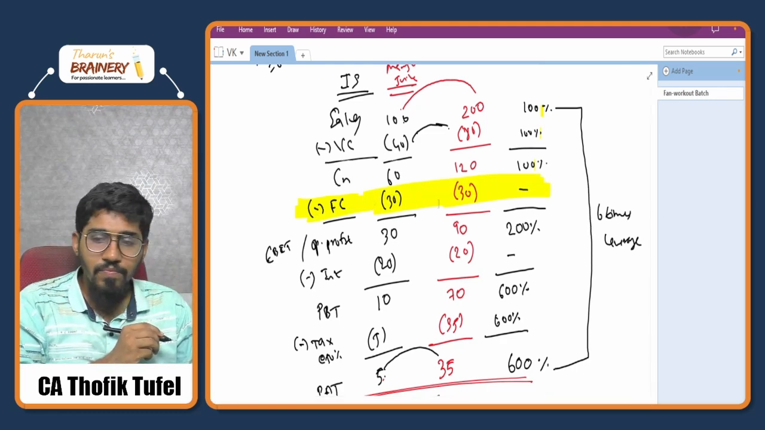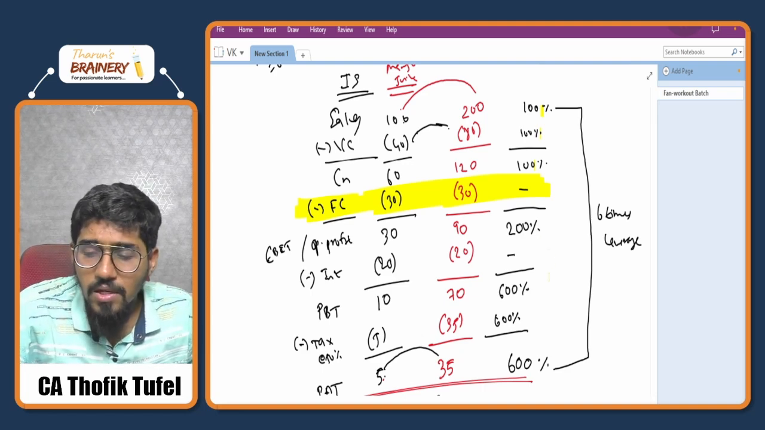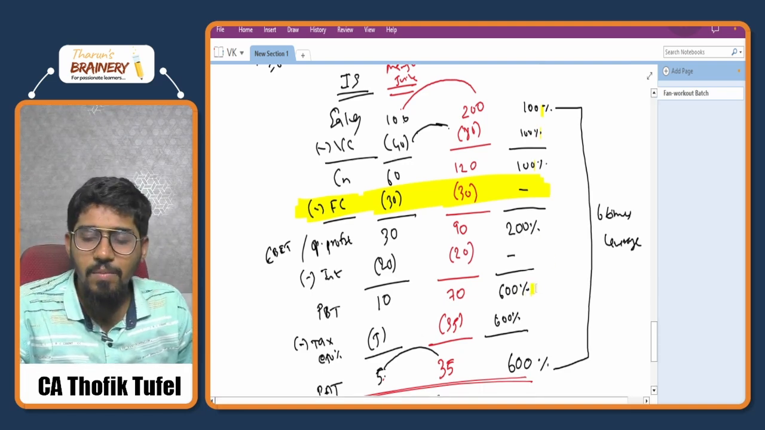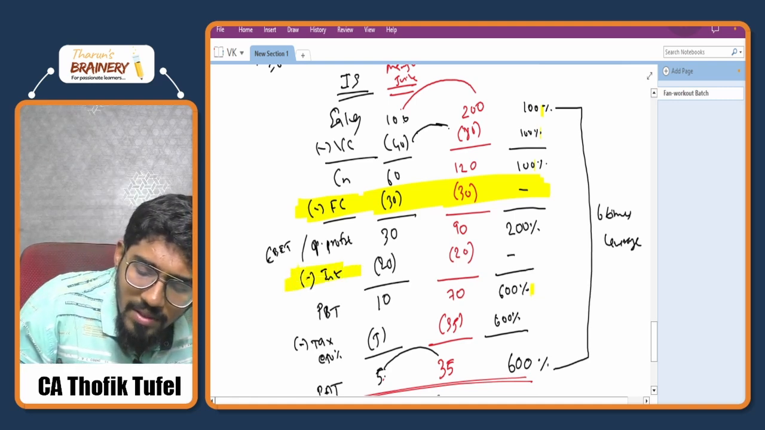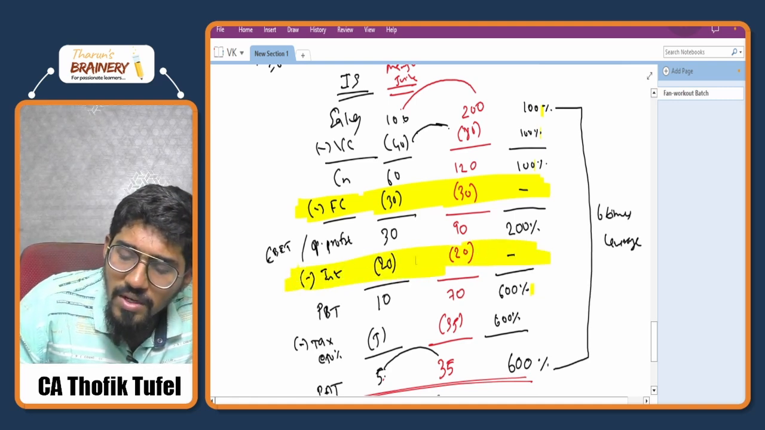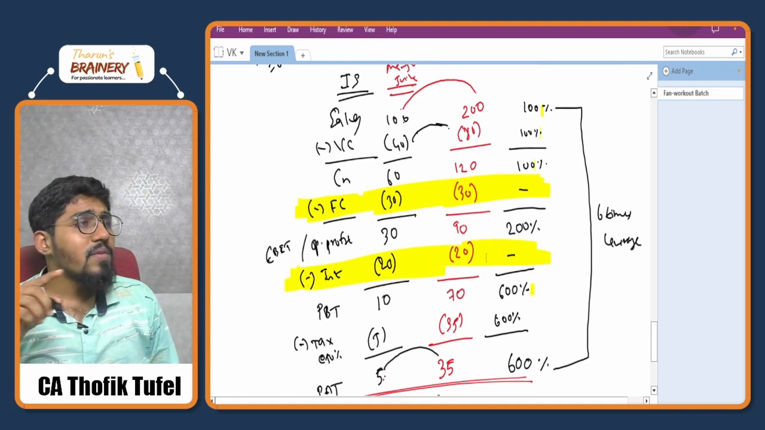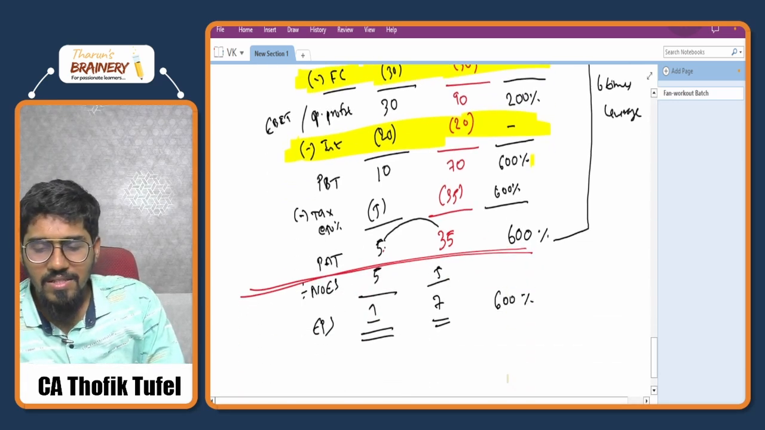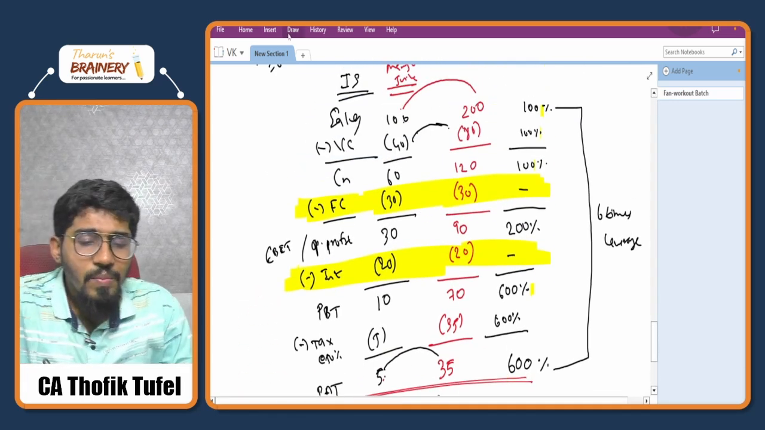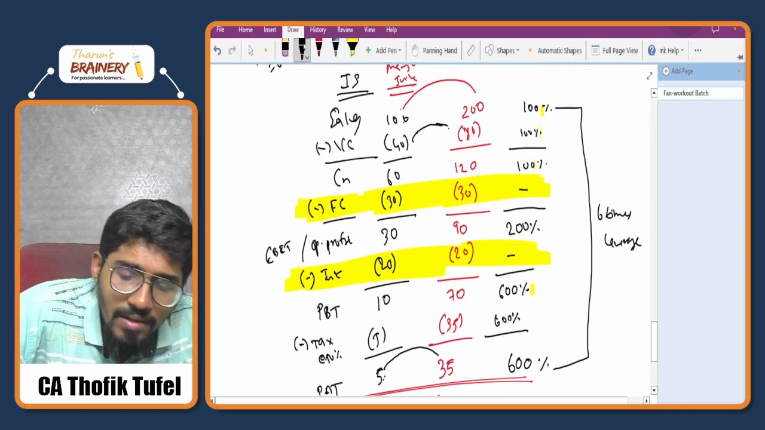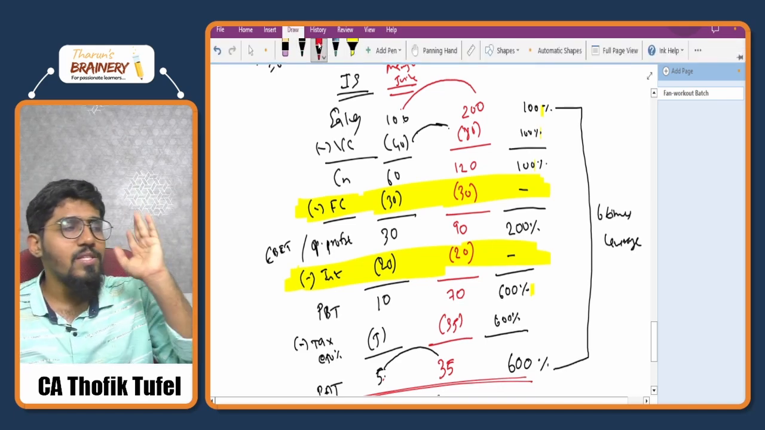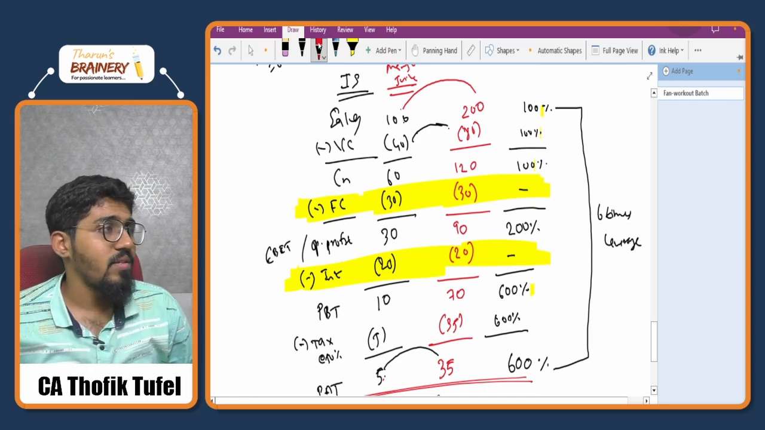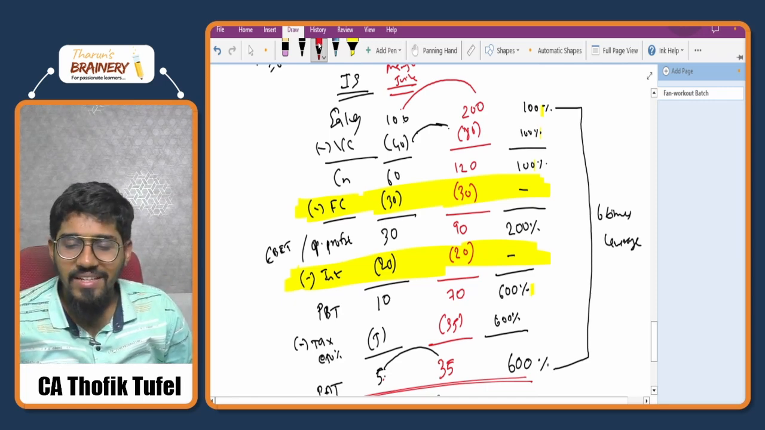Now 200 percentage is directly becoming 600 percentage. Because of something, it is becoming 600 percentage. What is that something? Because of this only, something is happening here. Because of this, 200 is again becoming 600. Now 600, 600 and 600 is there, nothing is happening, which means whatever is happening, it is only happening because of these two things. One is fixed cost and one is interest.